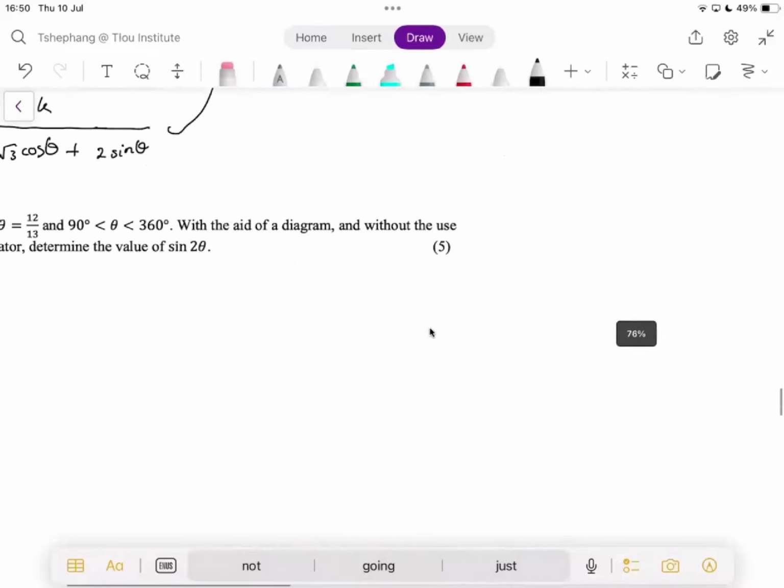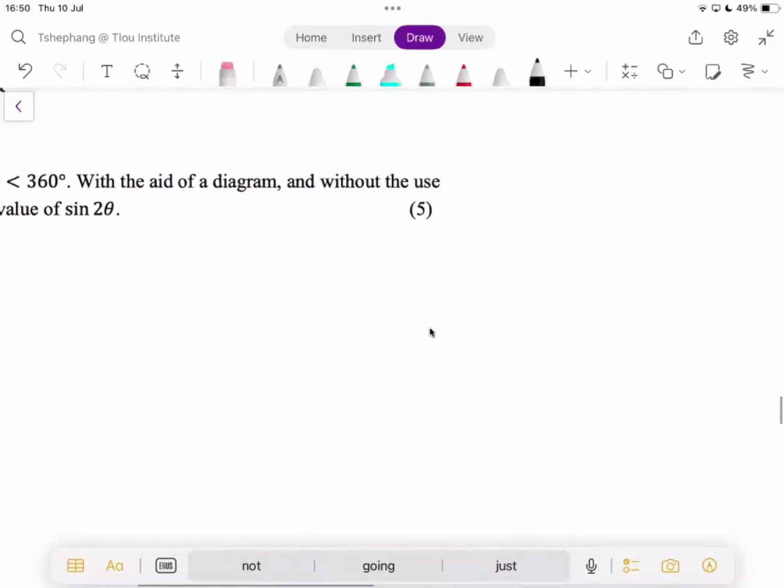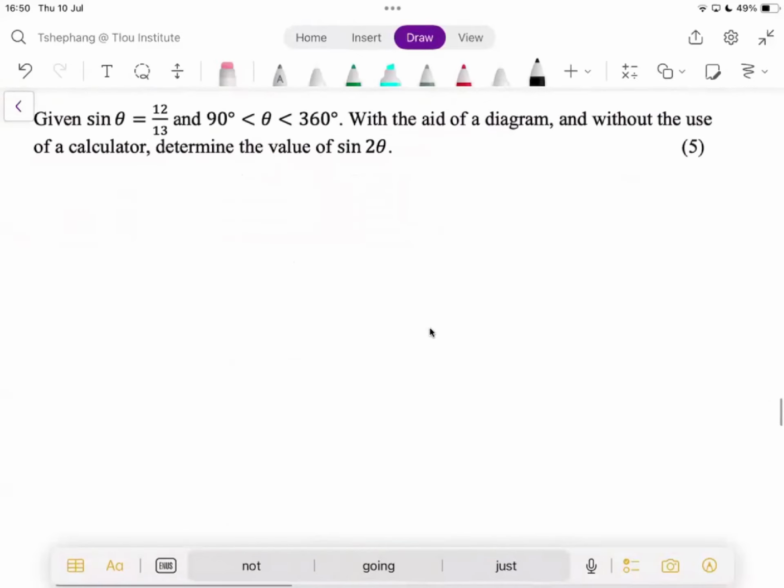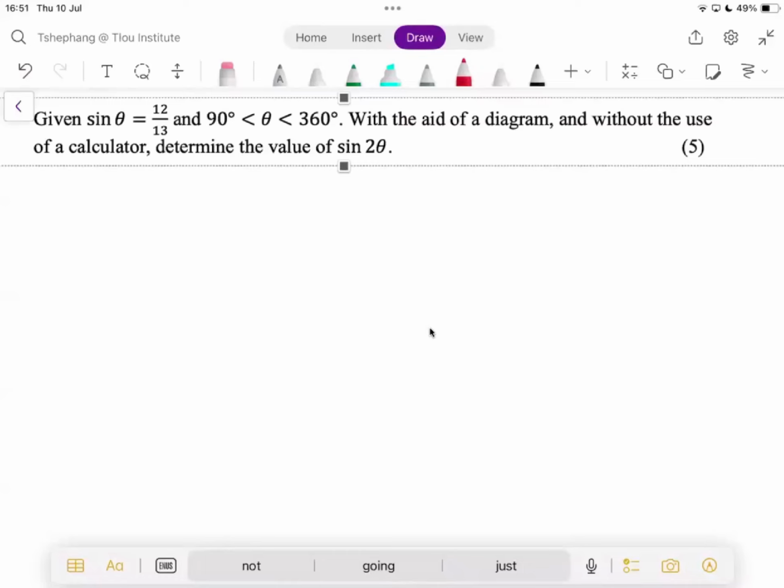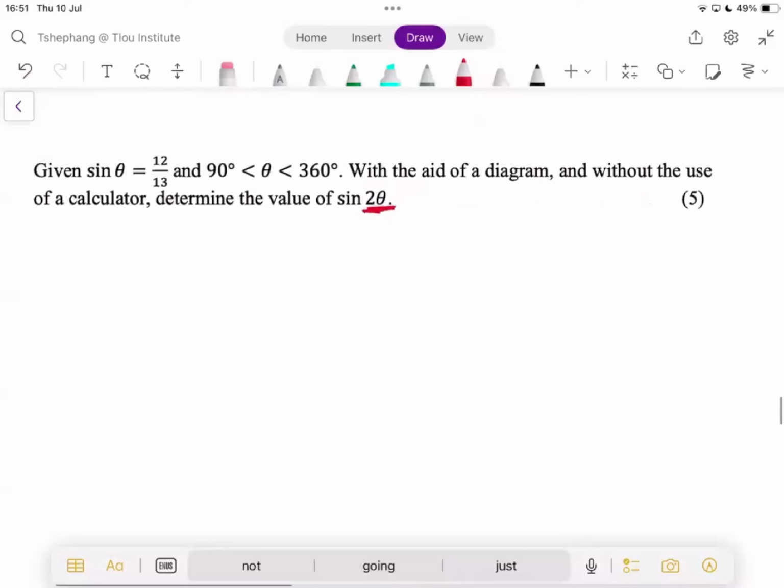Okay, perfect. Given sine of theta is equal to 12 over 13, and theta lies between 90 and 360, not including the 90, not including the 360. With the aid of a diagram and without the use of a calculator, determine the value of sine of 2 theta, not theta, sine of 2 theta. What do we need to do there? You need a diagram.